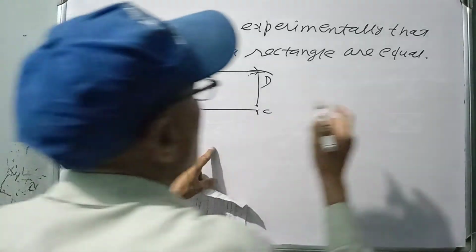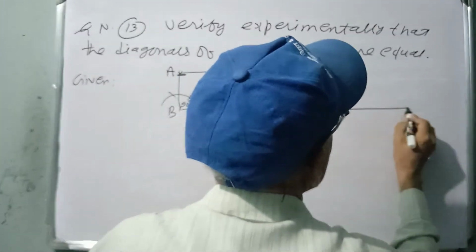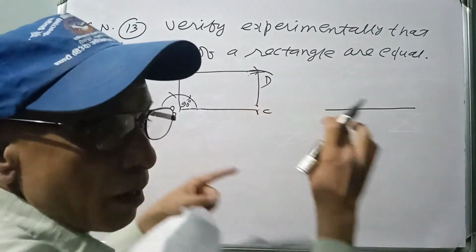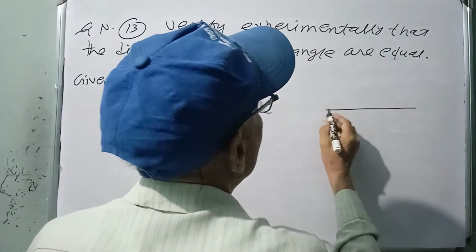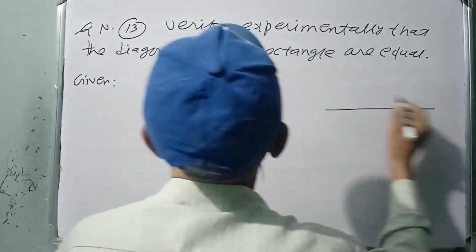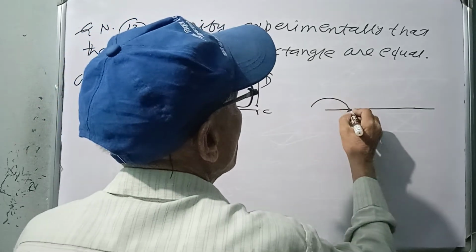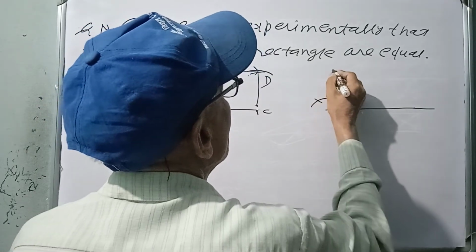Another figure is also there. Take a certain length, either less or slightly more than this. Make an angle of 90 degrees.